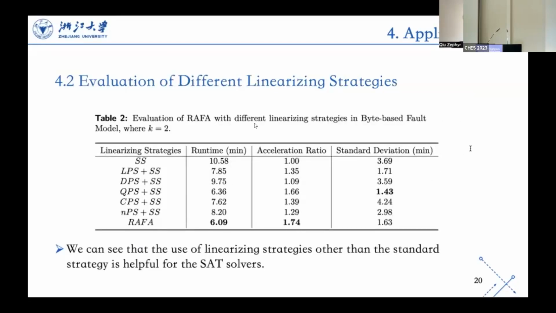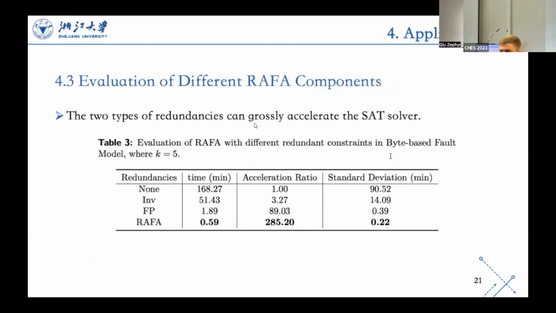Second, we mentioned that in option 1 of handling the nonlinear constraints, several strategies other than the standard strategy may be applied. We also conducted an experiment on the use of linearizing strategies to justify this design. We can see that when all linearizing strategies are applied, as shown by the last row, the acceleration ratio reaches the highest point.